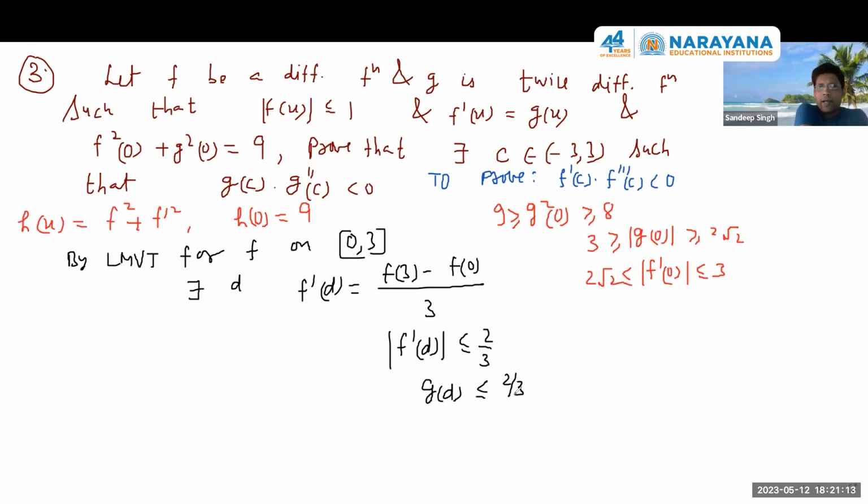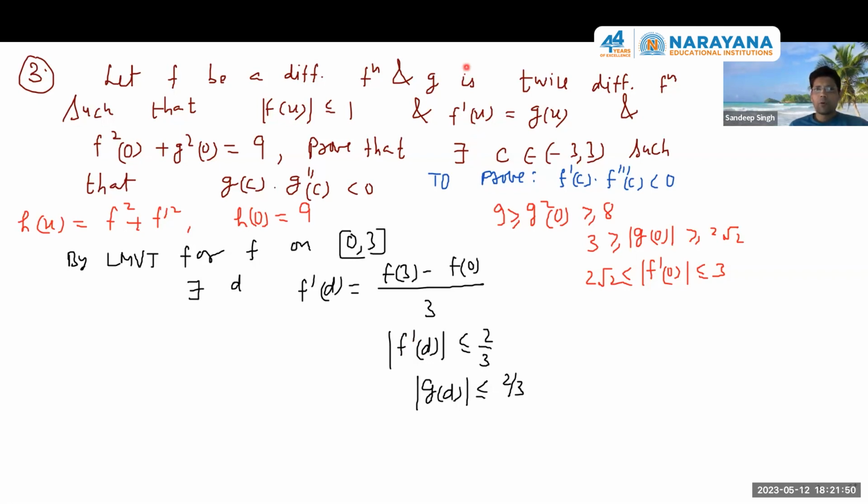Now what will happen to F? Tell me. If I am concerned with F, its derivative is G. So at 0, its value is anywhere between 2 root 2 to 3. But at D, basically G of D is nothing but, let me put mod here, F dash D only. So now you tell me, what will be the graph of F? How will it look?